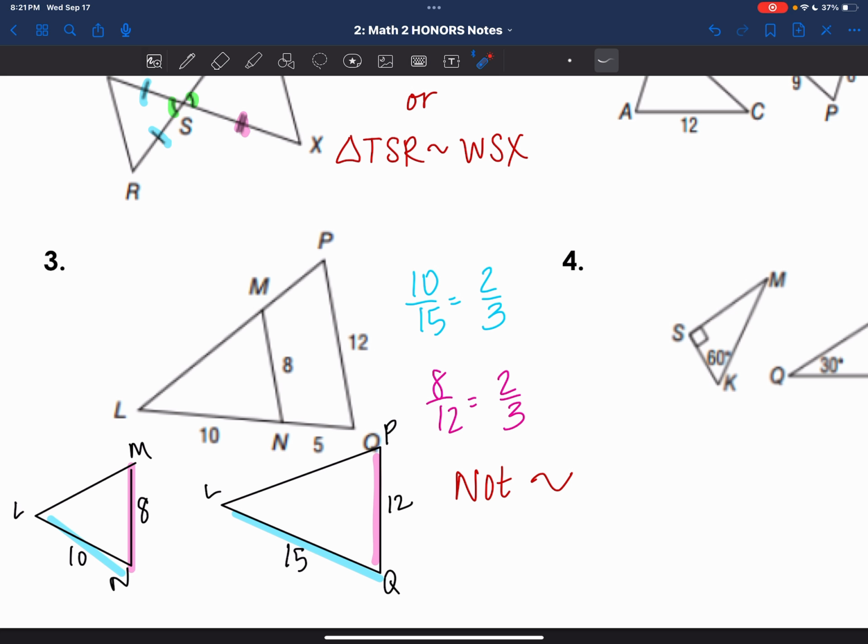smaller. We want to know, is it proportional? So if I were to go 8 over 12, I get 2/3. And then if I were to do 10 to 15, I also get 2/3. So far, my sides are proportional, but we don't have any other information. So not enough info. So in this case, they are not similar because we have not enough info.